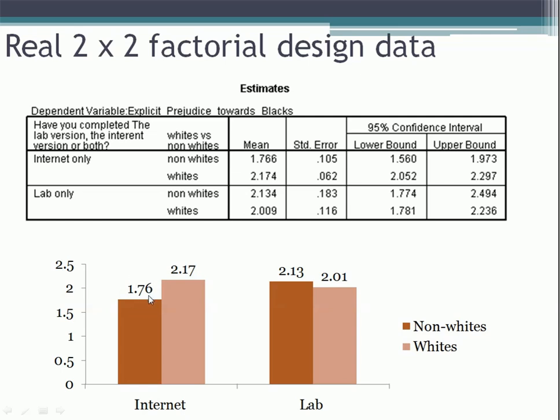makes sense. But what's interesting about this data is that when the people come into the lab, their expression of explicit prejudice changes a little bit. So the non-whites increase a little bit, and the whites decrease a little bit, which is really weird. Like, I'm not really sure why this is. This could be a real pattern.